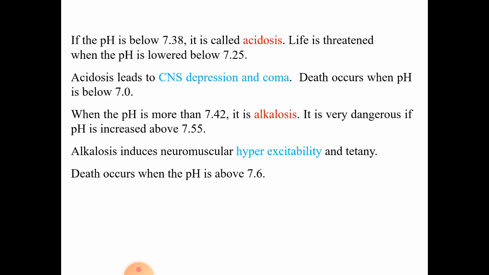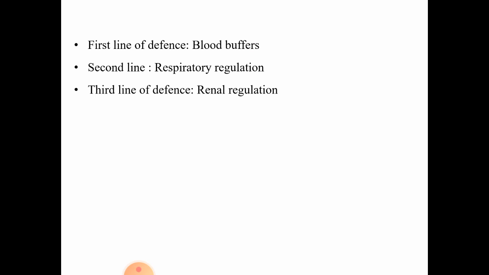And if the pH is more than 7.42, it is known as alkalosis. That is also dangerous, and it can lead to neuromuscular hyperexcitability, tetany, etc. Even death occurs when the pH is above 7.6. Now our topic is how the regulation of acid-base balance occurs.